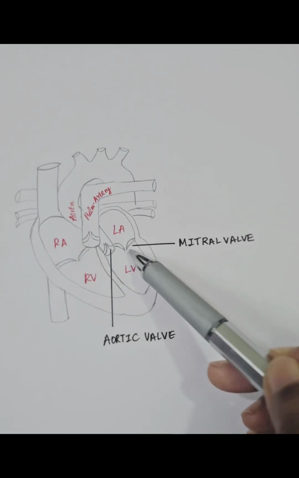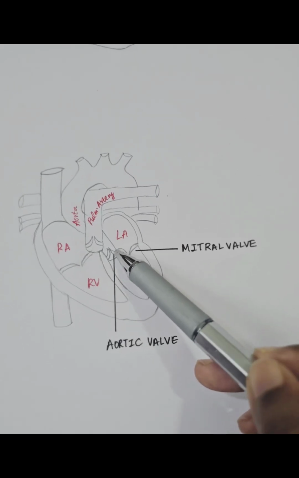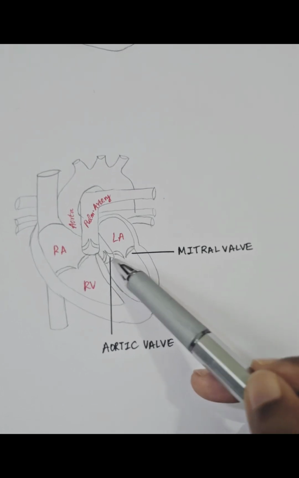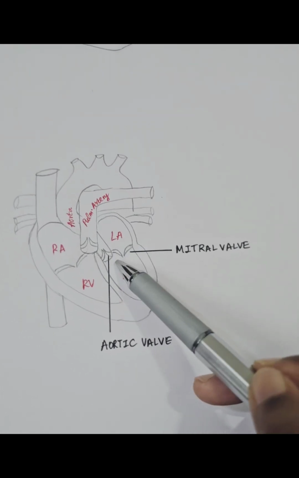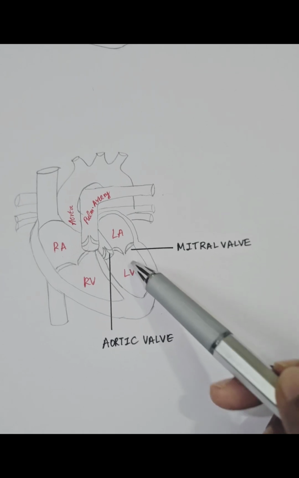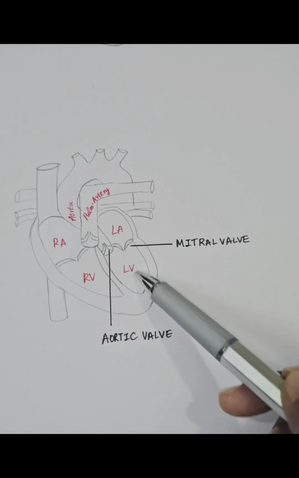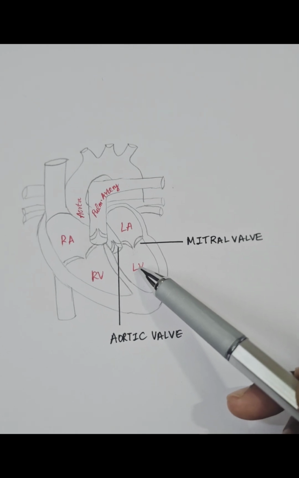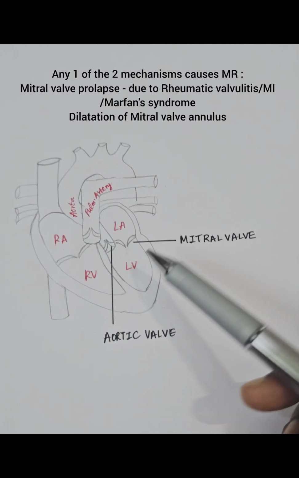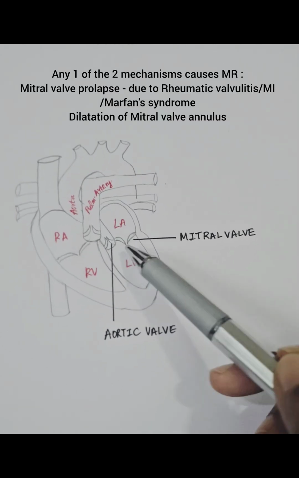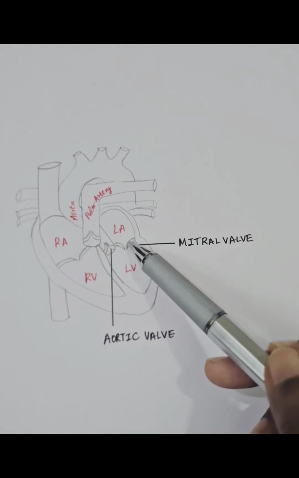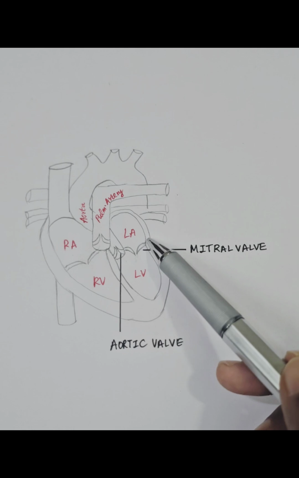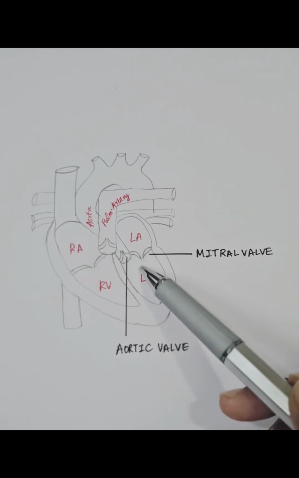There is an annulus or a ring around the mitral valve. So when there is left ventricular dilatation due to some cause, the annulus or the ring will also dilate. Or we have papillary muscles over here. When the papillary muscles are affected, are injured, especially in myocardial infarction, for example. So what happens when the papillary muscles are injured, or when the ring dilates, or when the mitral valve prolapses? There will be a leaky mitral valve. Even when the mitral valve tries to close, there will still be a gap between the two cusps.